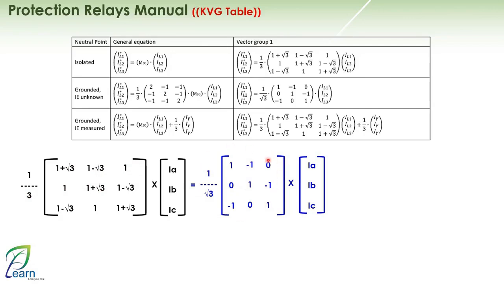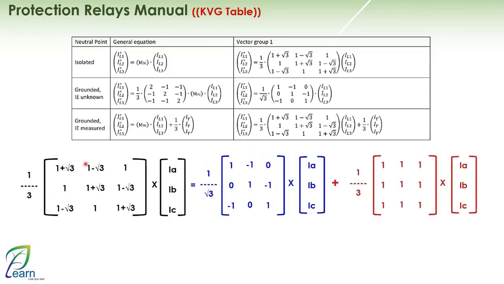And what about the rest? The rest you will find is a set of 1s, all multiplied by 1 over 3. So it's 1 over 3, and the entire matrix of 1s is multiplied by IA, IB, IC. If you break down this matrix, you'll find you have IA plus IB plus IC over 3. Who is this? This is the neutral current, and similarly on the other side, the terminals meaning red, yellow, and blue, you'll find that all of them show the neutral current.